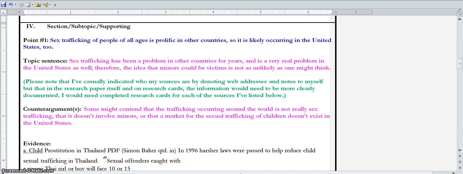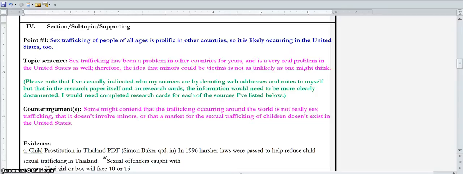My imagined, possible tentative topic sentence for this paragraph is: sex trafficking has been a problem in other countries for years and is a very real problem in the United States as well. Therefore, the idea that minors could be victims is not as unlikely as one might think.